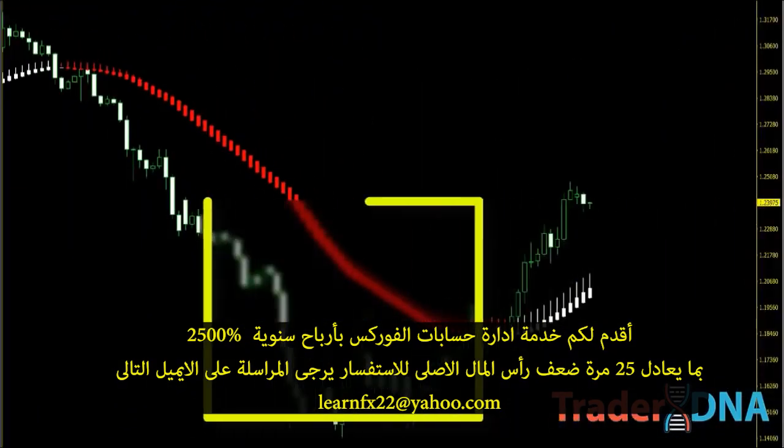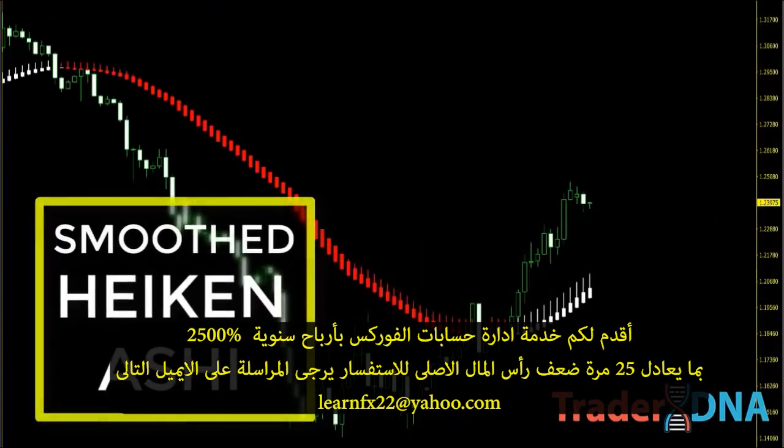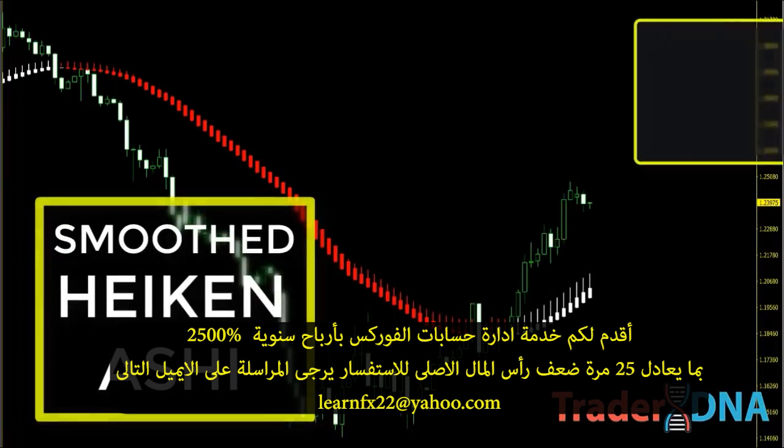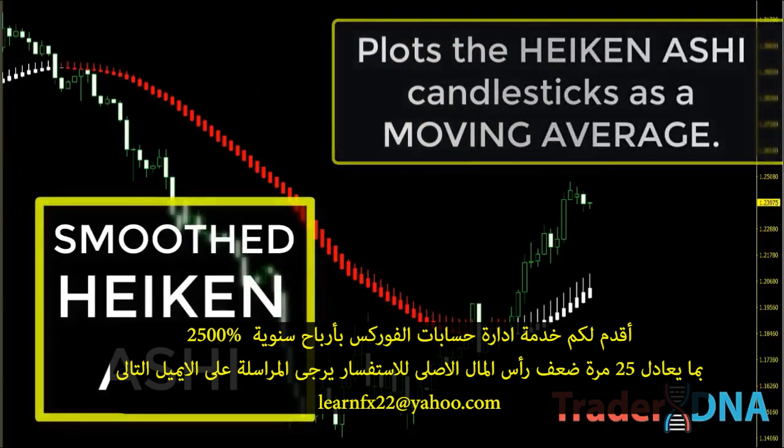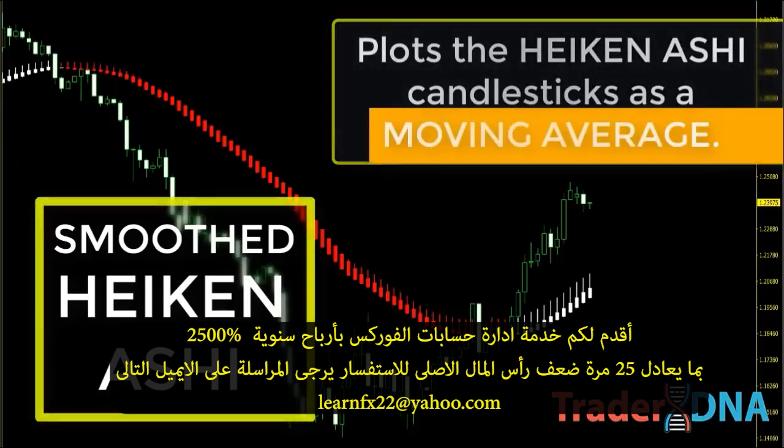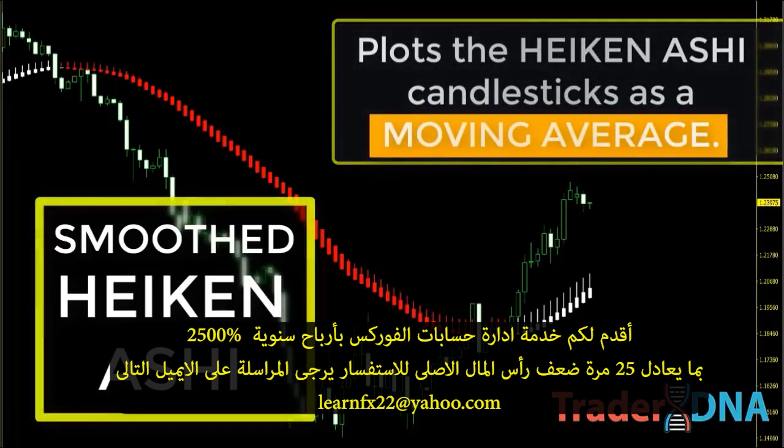The Heikin Ashi smoothed indicator is a modified version of the regular Heikin Ashi candlestick charts. But the main difference between the regular Heikin Ashi indicator and the Heikin Ashi smoothed indicator is that the second type of indicator plots the Heikin Ashi candlesticks as a moving average. And now, as you can see, you'll get a better perspective of the markets.